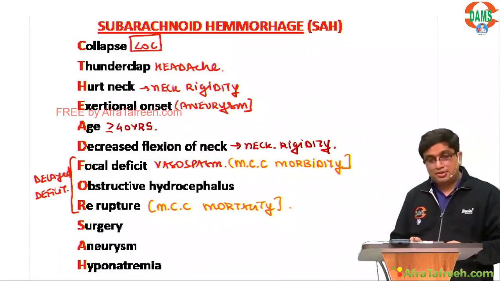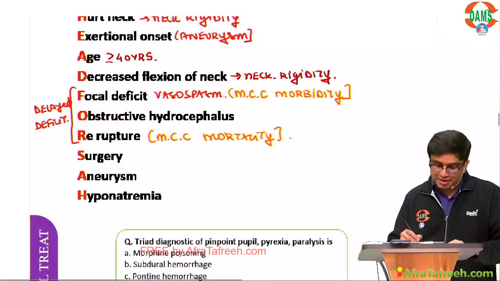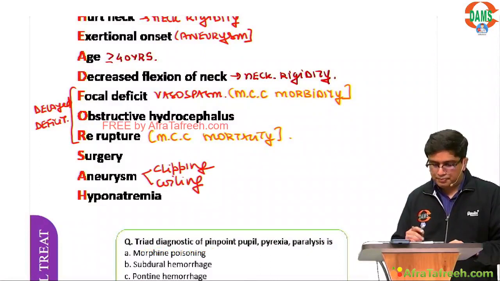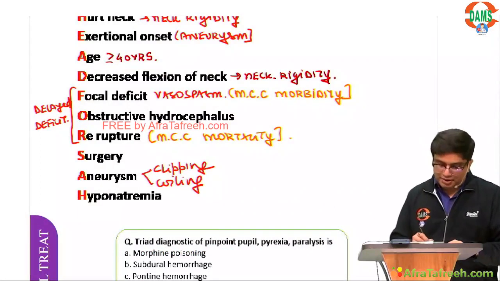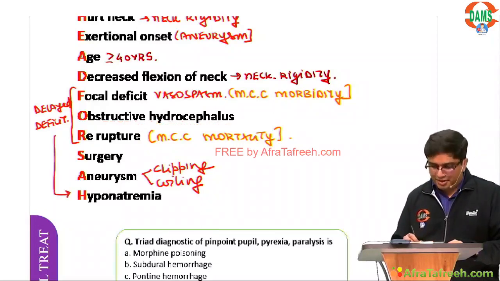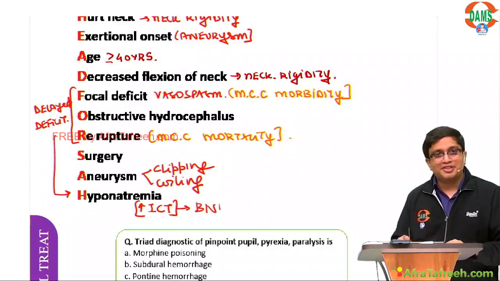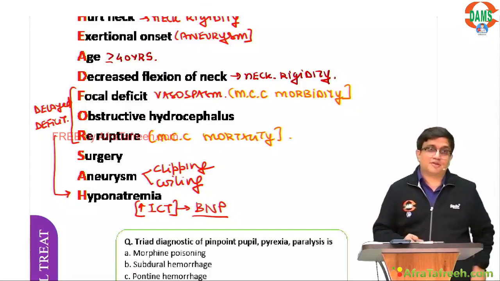Surgery is another step for treating aneurysm. If you want to do surgery in a patient of SAH, you can do clipping, you may do coiling. And another problem which is delayed deficit that could be seen in them is hyponatremia, low sodium. Hyponatremia, the patient will have raised ICT, and of course in them will have increased release of BNP that will cause natriuresis and loss of sodium into the urine region. Hyponatremia.